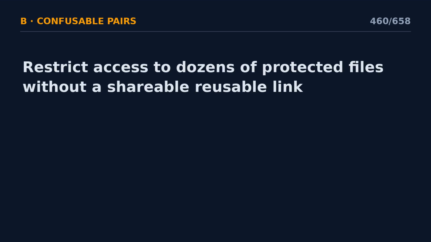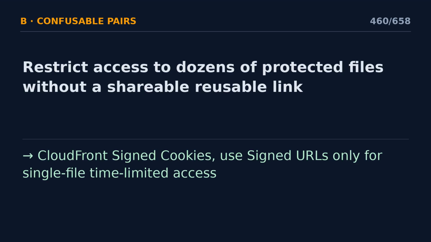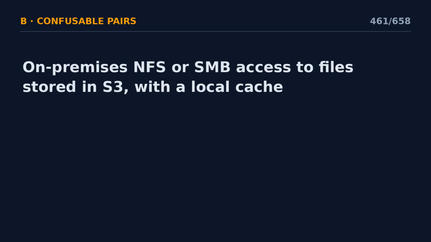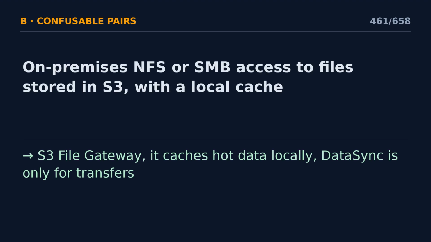Restrict access to dozens of protected files without a shareable, reusable link. Answer: CloudFront signed cookies. Use signed URLs only for single-file, time-limited access. On-premises NFS or SMB access to files stored in S3 with a local cache. Answer: S3 file gateway. It caches hot data locally.